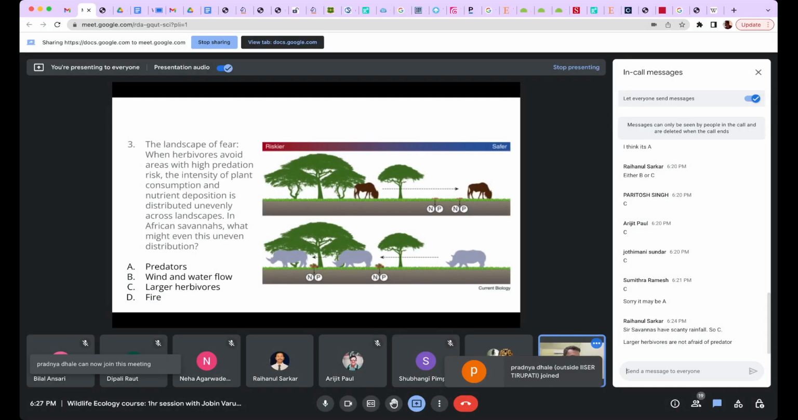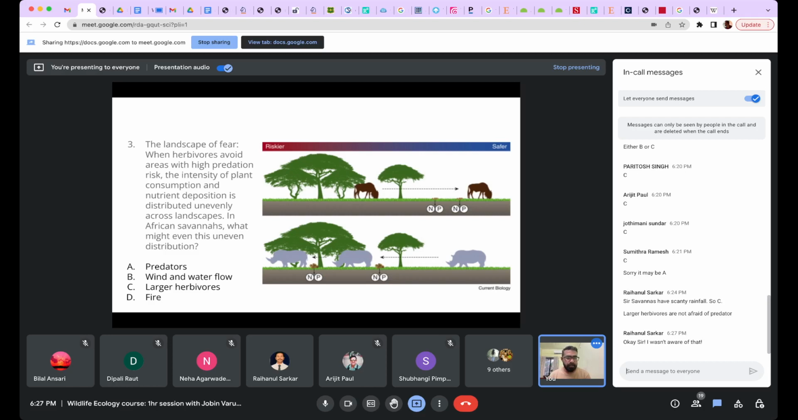So there would be months where there is no precipitation, but when precipitation happens, it happens in a very strong way. So it's not like savannas don't get much water. It's just that the seasonality is very high. So the answer is C, large herbivores. It's a very good way of deducing the answer.